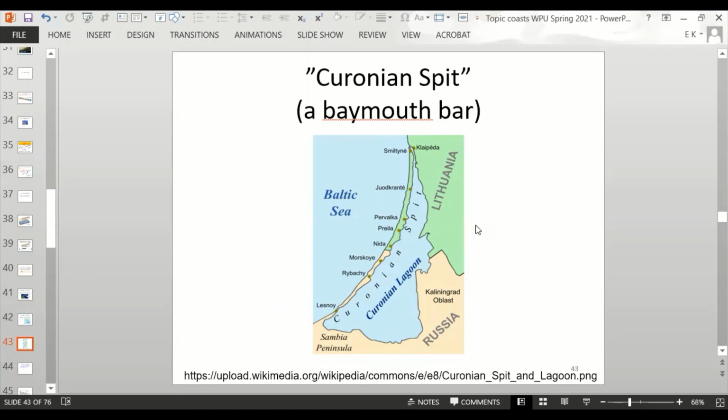It's called the Curonian Spit, but it's a bay mouth bar pretty much. There is this tiny little inlet here. I don't know, they may actually dredge this to keep it open so that you could pass in there. I'm not sure about the details about that. But generally, this is a bay mouth bar. It cuts off this lagoon from the Baltic Sea, where this spit grew that direction. It kept growing until it cut off the lagoon from the sea.